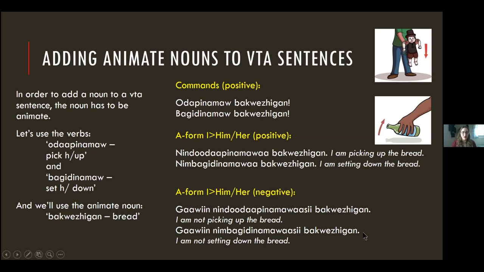Okay, so that's how you would put a noun in with the VTAs. So it could be any animate noun with a VTA.